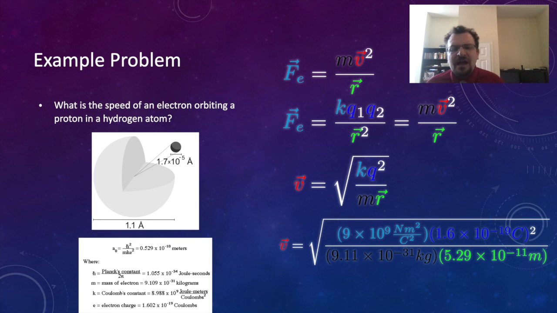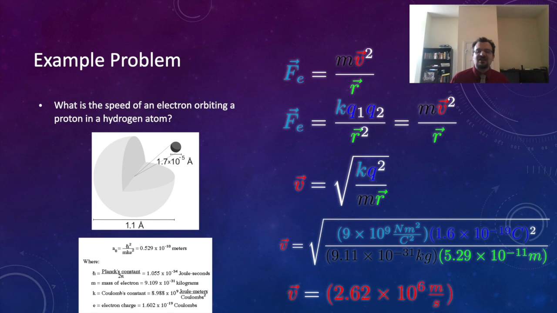That's, of course, going to be squared. Divide that by the mass of the electron, which is 9.11 times 10 to the negative 31 kilograms. Yeah, they're tiny. And then we multiply that by the radius that we found using the quantum physics, which is 5.29 times 10 to the minus 11 meters. And this all gives us an answer of about 2.62 times 10 to the 6th meters per second. So the electron really is zipping around the nucleus of the hydrogen atom.